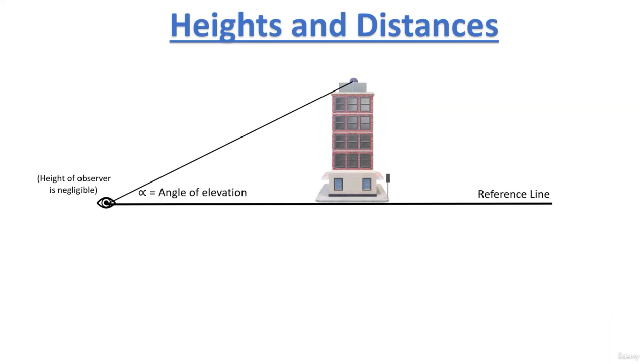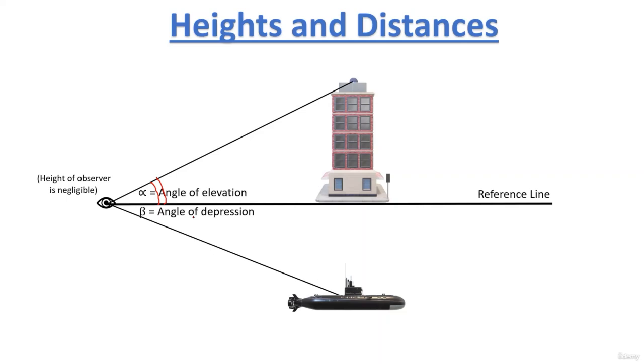So you can observe, guys, what I've shown here. Alpha is the angle of elevation. How many degrees the top of the object is elevated from the ground. In the same way, suppose you have a submarine which is moving below the surface of water, like in this case. So in this case we have something called the angle of depression. How many degrees it is below that particular reference line, that is the angle of depression.